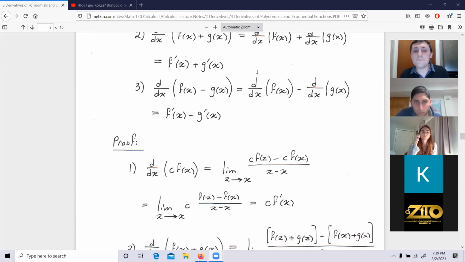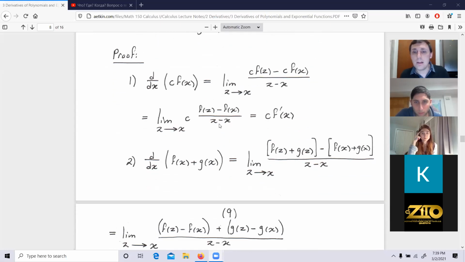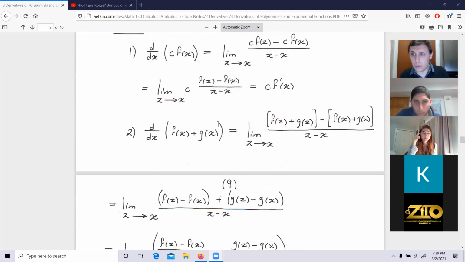Now, with the addition, guys, it's too bad I cannot bring you to the desk, in front of the desk, and do that. Derivative of f of x plus g of x. Why is it the sum of the derivatives?